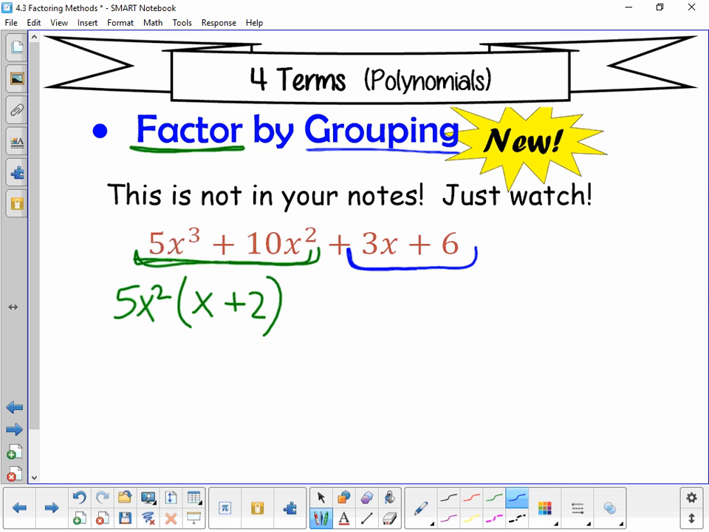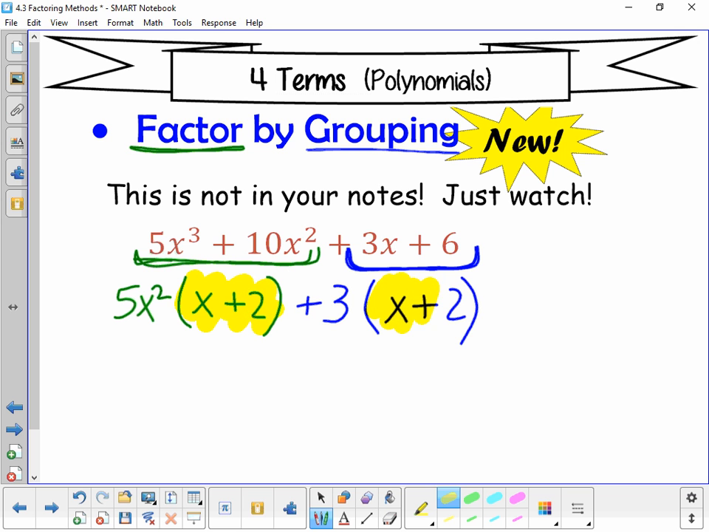For my second group, if I think about what they have in common, I notice that they have a 3 in common. And if I factor that 3 out, it leaves me with an x plus 2. And the tricky thing with factor by grouping is to notice that these 2 are identical. This is 5x squared times x plus 2. This is 3 times x plus 2. X plus 2 is currently a common factor of these 2 terms, because right now I just have 2 terms, this one and this one. So these 2 terms have a common factor of x plus 2. I can factor that out.